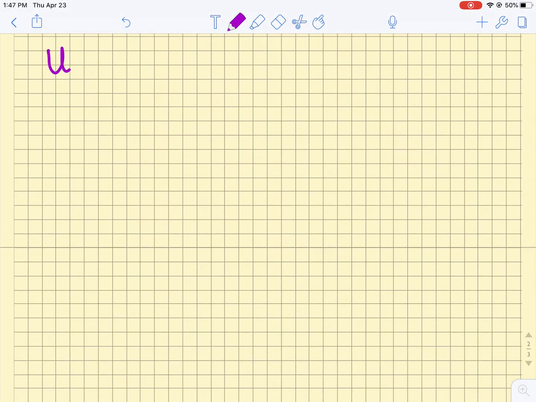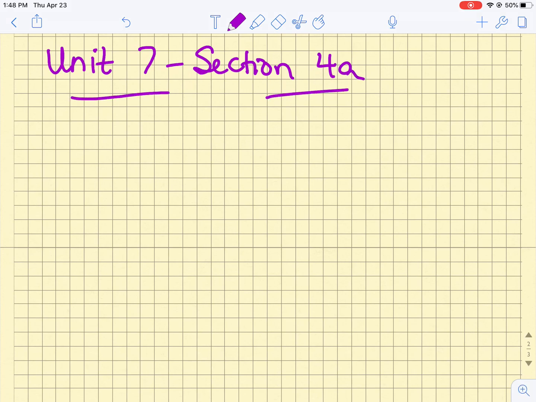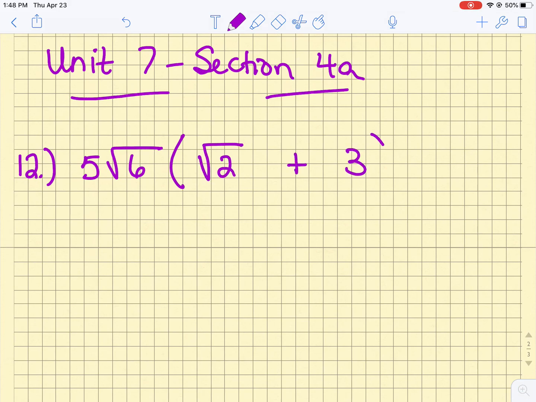So this is Unit 7, for those of you just joining us, Section 4A. And I think I heard number 12. We're going to do a couple of them, but I heard 12, right? And 13? Yep. Okay. And then we can do more after that if you want. All right, number 12 is 5 root 6, parenthesis, root 2 plus 3.